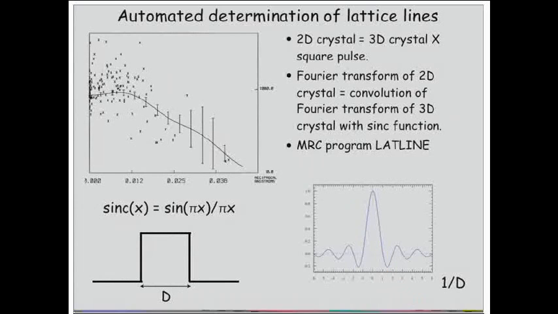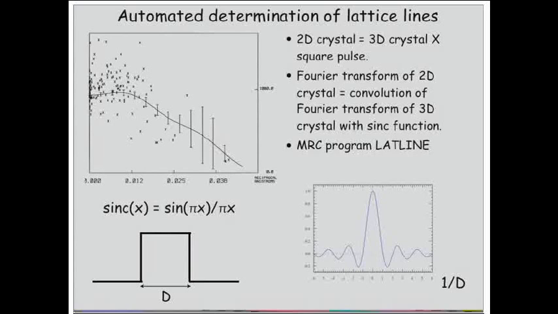So I think maybe Anchi will talk about this in more detail, but the automated methods basically try to fit sync functions to automatically draw out lattice line curves. And this is based on the assumption that basically a 2D crystal is a 3D crystal that you've multiplied by a top hat or square function.